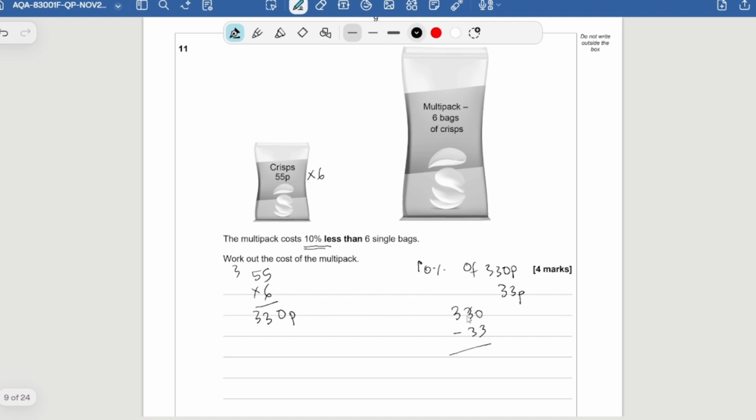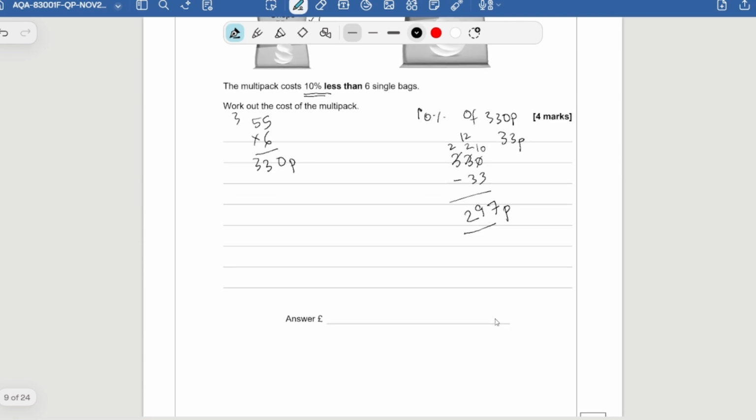So this is 0, 10, 10 take away 3 is 7, 2, and then I can borrow one more. So here it's 12, 12 take away 3 is 9, 297. So the cost of this multi-pack, which has 6 bags of crisps in it, is 297p. The answer has to be in pounds, so you divide 297 by 100. So that's 2.97 pounds.